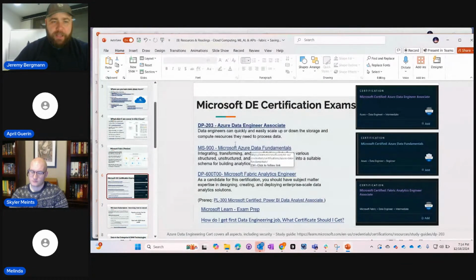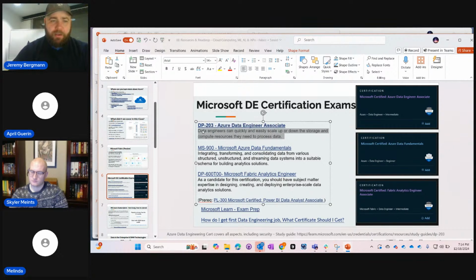And then certification exams. The 203 is the Azure Data Engineer Associate. So this is like standing up and maintaining serverless databases and storage and scaling it up. That's what that data engineer is all about. It's really like an administration, data engineer and administration job.